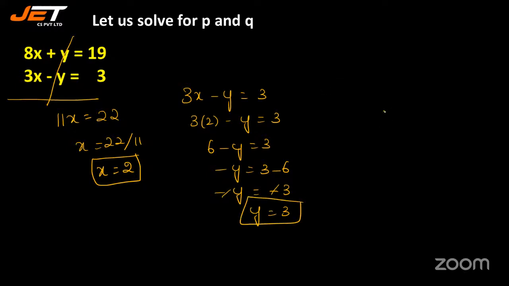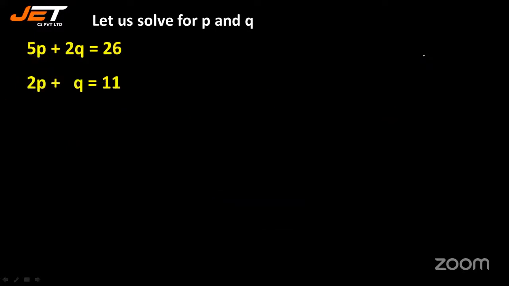So you can just check for this. Put it in 3x plus y is equal to 19. So 3 into 2 plus 3. So 3 2s are 6 plus 3, 9. Hmm, so 19 is equal to 19. All right, students. So this elimination method is a very common one that is being used. All right. So hope you all are getting this answer. And with this, let's move on to the next question.